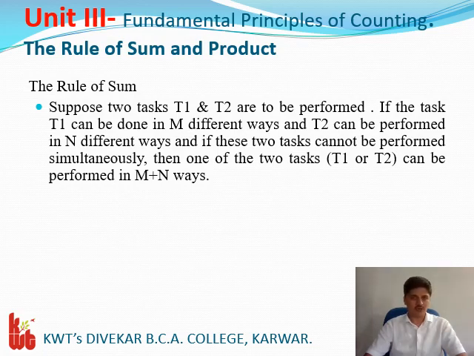Let me go over it once again. There are two tasks to be done, T1 and T2. Task T1 can be performed in m number of ways. Task T2 can be performed in n number of ways. The two tasks cannot be done simultaneously. Then one of the two tasks can be done in m plus n number of ways.